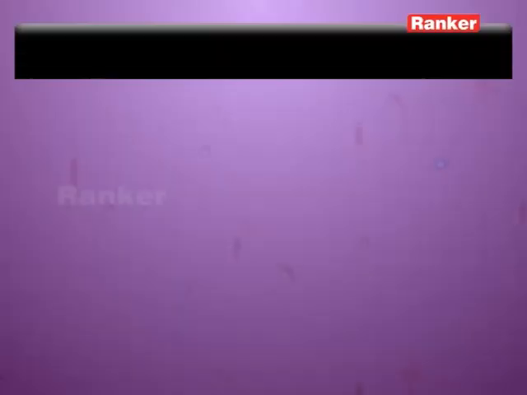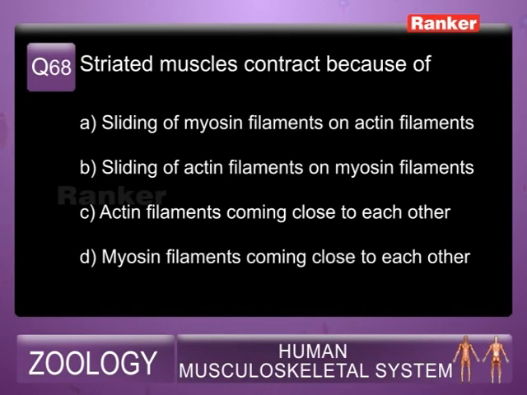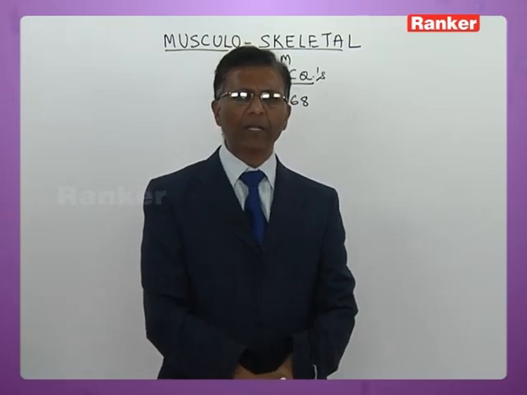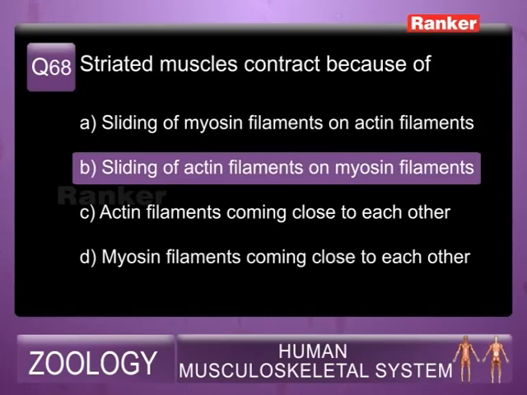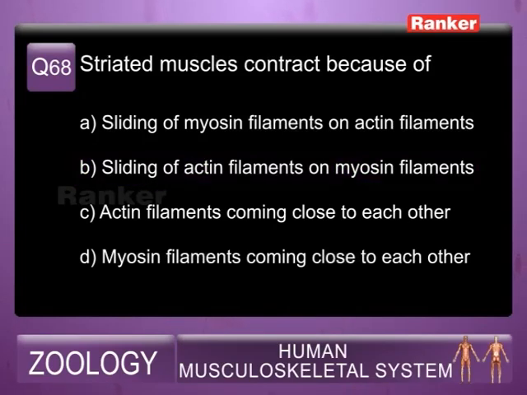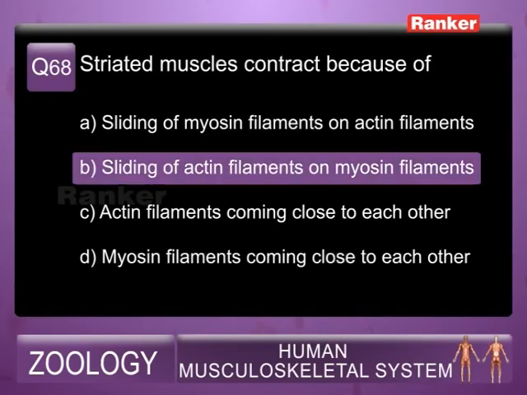68th is here. Striated muscles contract because of A, sliding of myosin filaments on actin filament, B, sliding of actin filament on myosin filament, C, actin filaments come closer to each other, D, myosin filaments come closer to each other. Here, during the sliding filament theory, actin filaments slide over myosin filaments. So the answer is B. Sliding of actin filaments over myosin filaments.